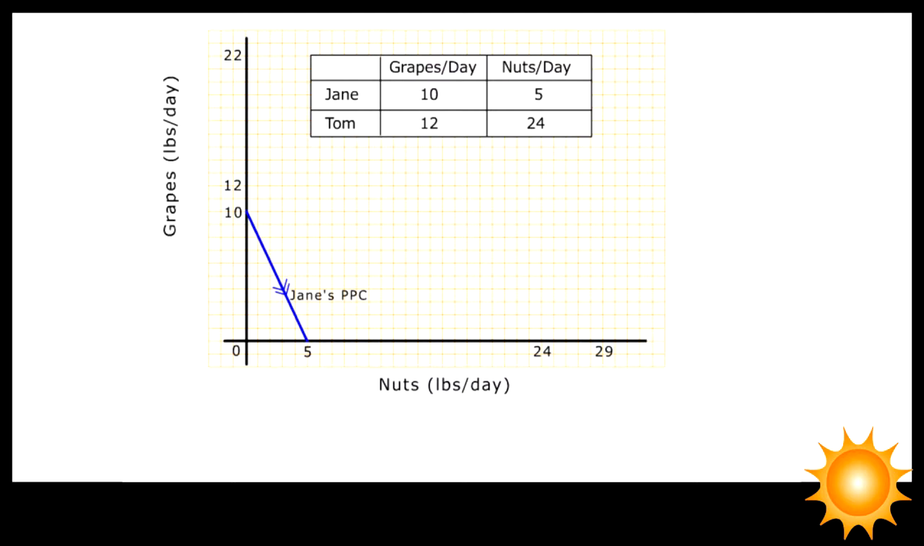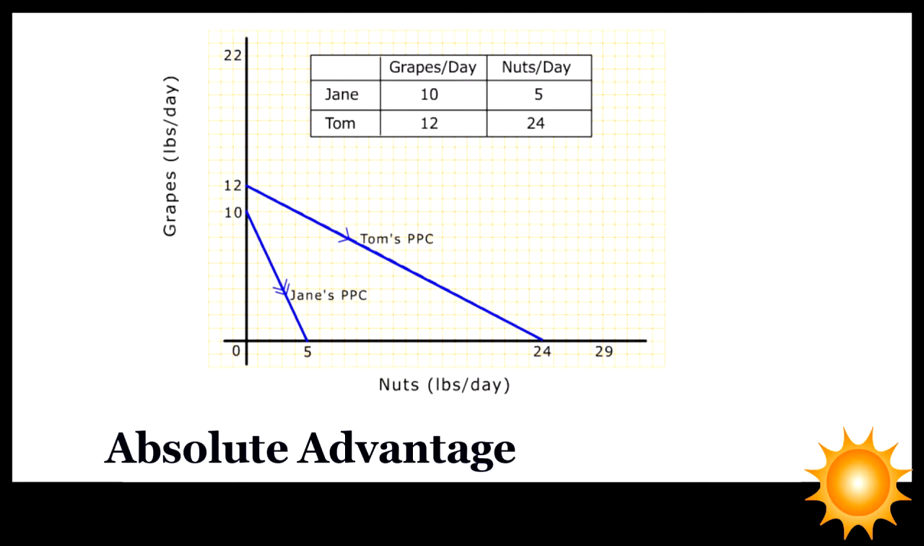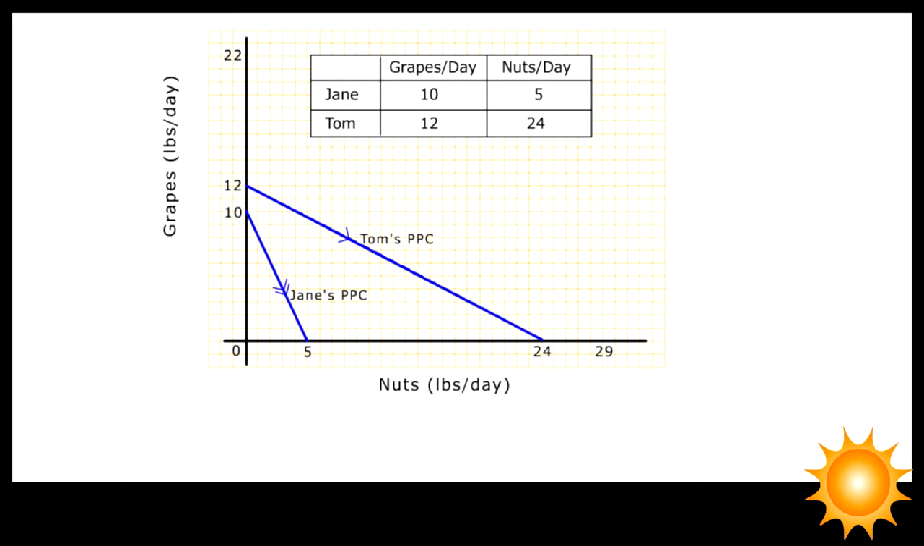This production function is commonly known as the Production Possibilities Curve, PPC for short, or Production Possibility Frontier, PPF for short. We can plot Tom's production function similarly. Tom's production function is everywhere above Jane's, indicating that Tom has an absolute advantage over Jane in the production of both goods. But the relative slopes of the functions are different, indicating that the relative costs of production are different between Tom and Jane.